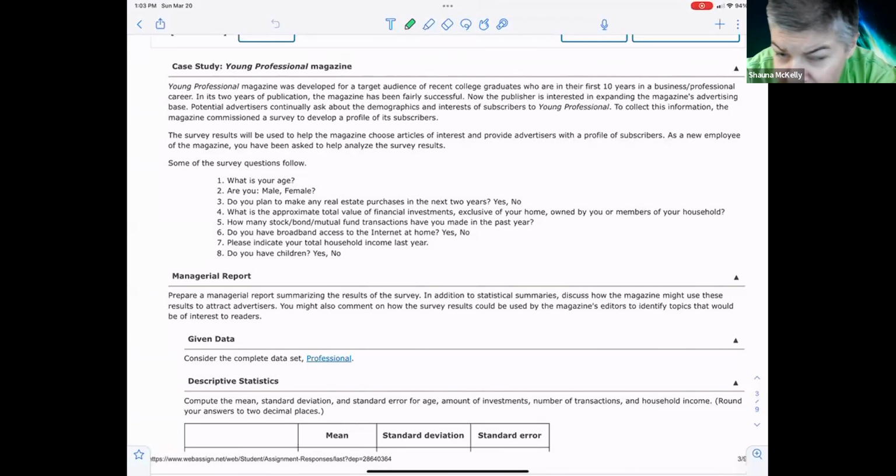Potential advertisers continually ask about the demographics and interests of subscribers to Young Professional. To collect this information, the magazine commissioned a survey to develop a profile of its subscribers. The survey results will be used to help the magazine choose articles of interest and provide advertisers with a profile of subscribers. As a new employee of the magazine, you have been asked to help analyze the survey results.